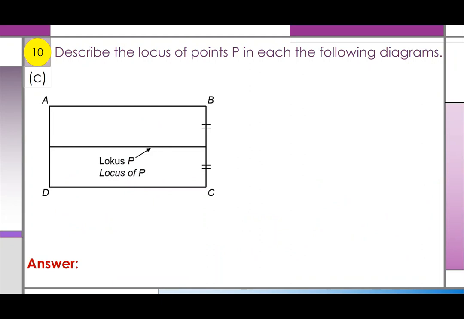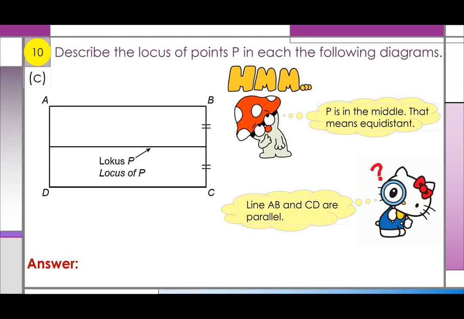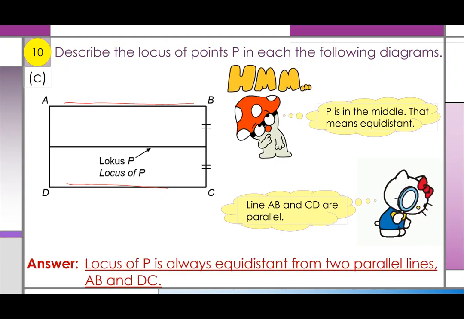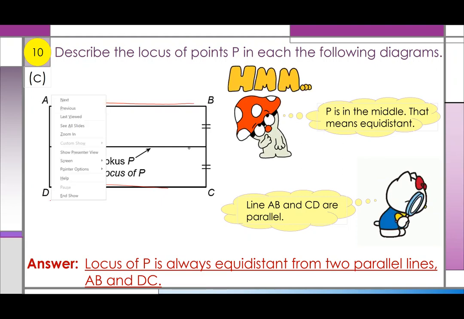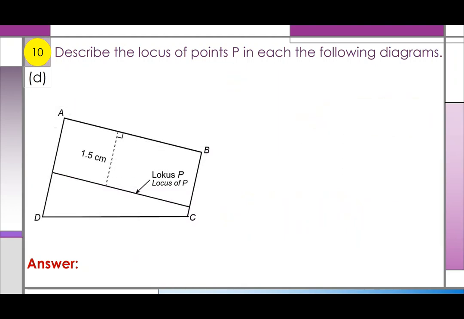Question C. Describe the locus P. Okay, this is our locus P. So this is equidistant, right? We see P is the middle point. Our locus P is in the middle. That means we call it equidistant, 同样的距离. Lines AB and CD are parallel. These two lines are parallel. So we can say the locus of P is always equidistant from two parallel lines, that is AB and CD. In the middle, that means it's equidistant. These two lines are parallel, so it's equidistant.